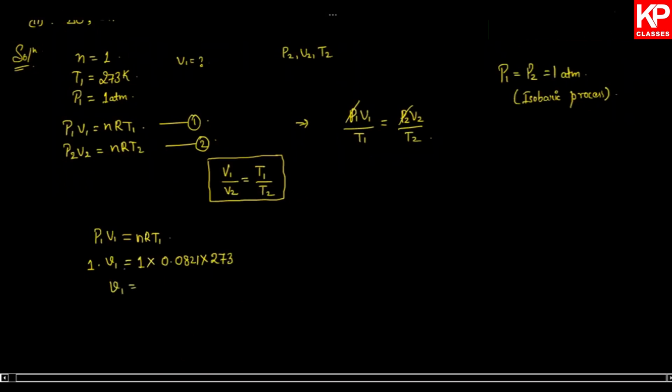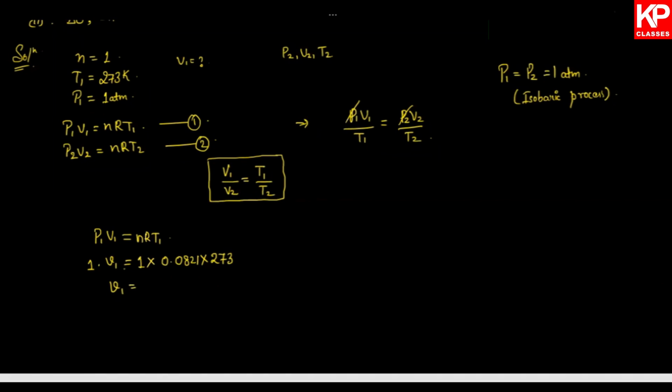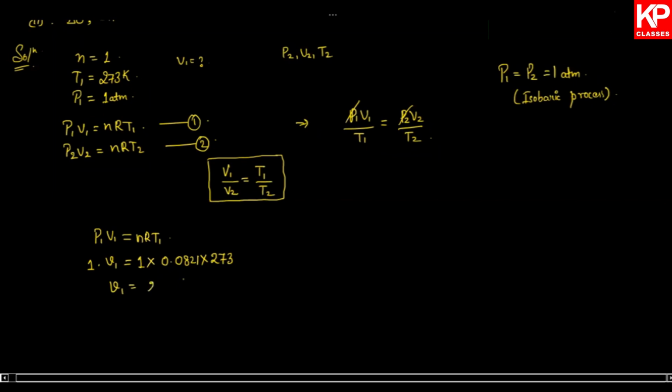What is the value of V1? Please calculate. It is 22.41 liters, as it gives the volume in liters. So V1 we have calculated, and based on this, we will similarly calculate the V2 and T2 part, and then use this expression.